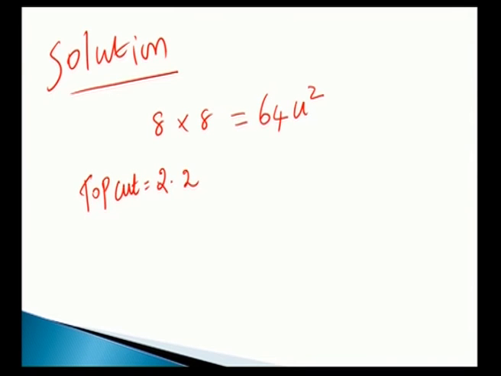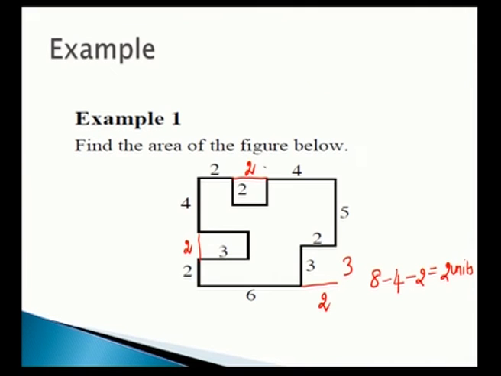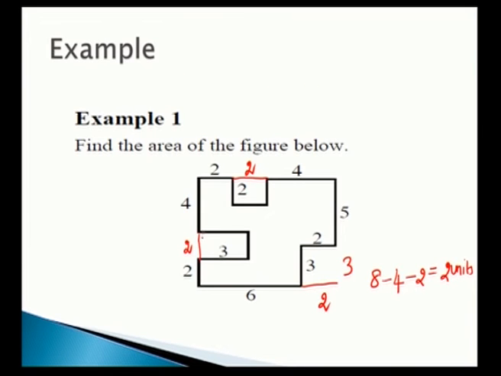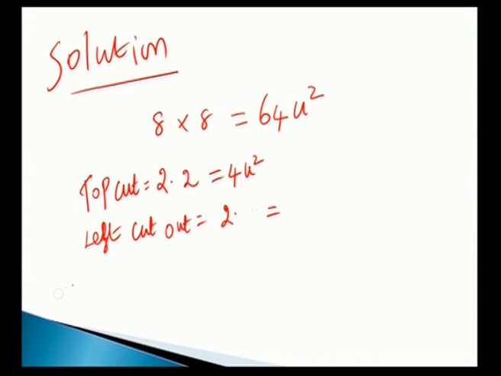Top cut is equal to 2 into 2. Here this 2 is cut. So this 2 into 2 is the top cut. Then left cutout is equal to again 2 into 2, which is equal to 4 unit square. This is also 2 into 2 is equal to 4 unit square. So here the left cutout is 2 into 3, 6 unit square.